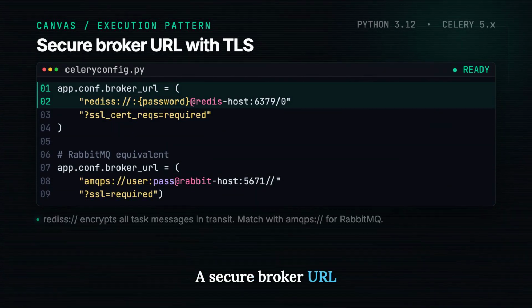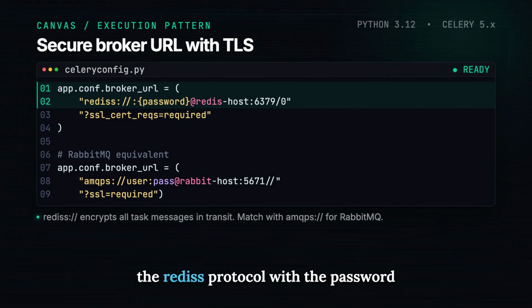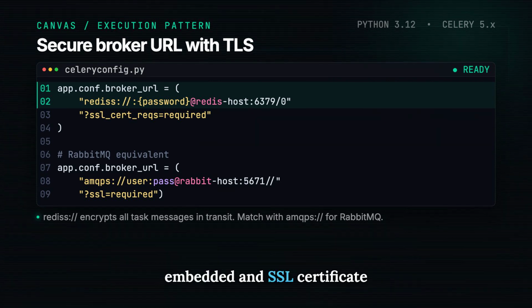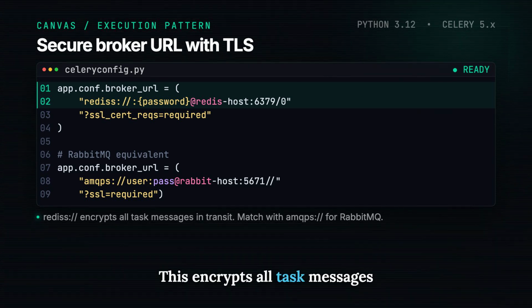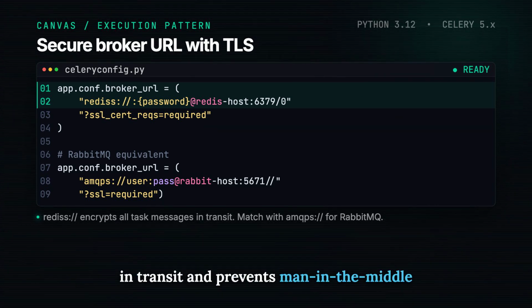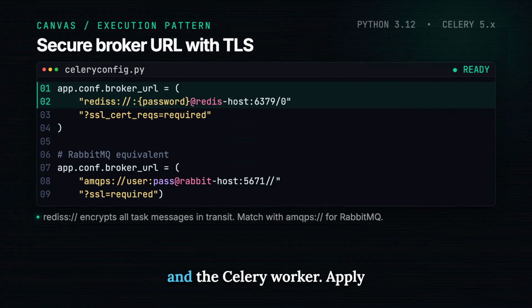A secure broker URL with TLS for Redis uses the rediss protocol with the password embedded and SSL certificate verification set to required. This encrypts all task messages in transit and prevents man-in-the-middle attacks between your web process and the Celery worker. Apply the same pattern to RabbitMQ using the AMQPS protocol.